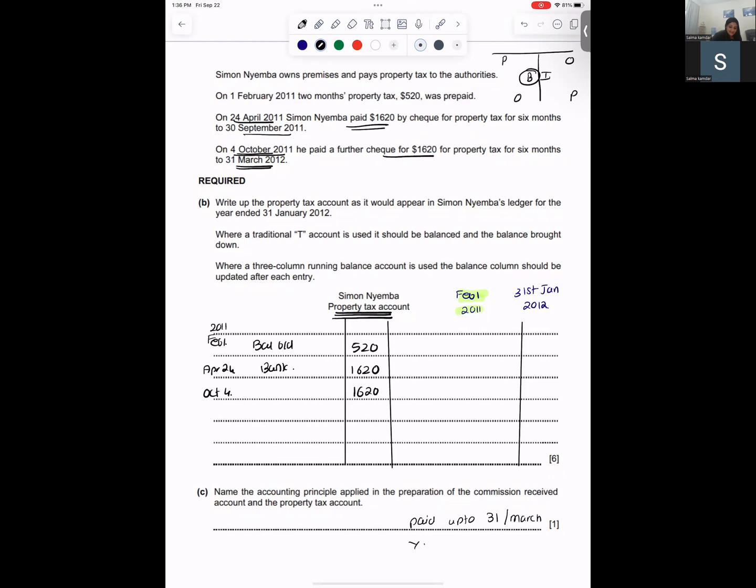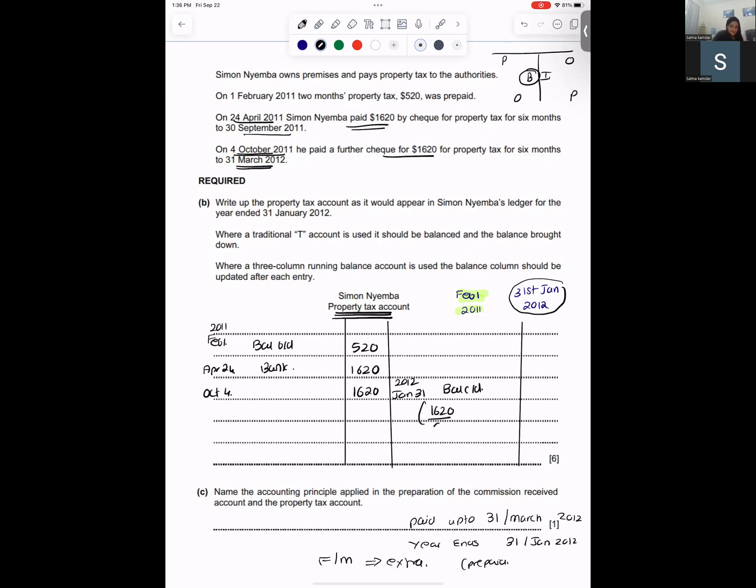My financial year ends on 31st of Jan 2012. That means for Feb and March, I have paid extra. For 2 months, I have prepaid again. So there is a closing prepaid on the last date, that is 2012, Jan 31. Closing prepaid. Balance closed down.